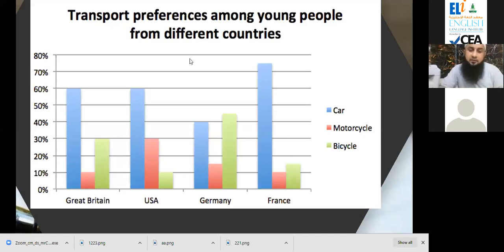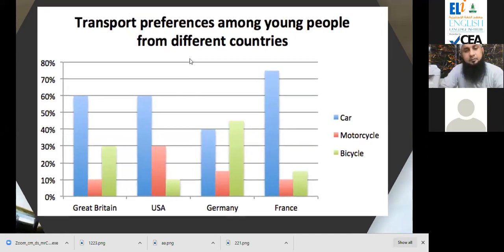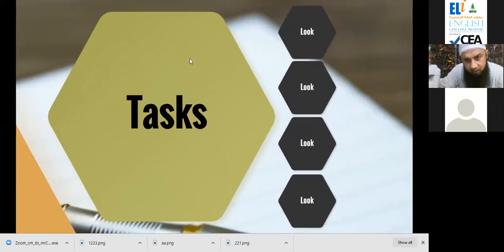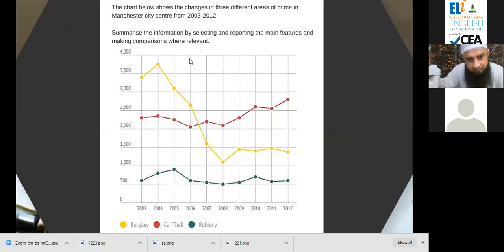So you have to structure this, or you would see this. This is how they'll give you a test. The chart below shows changes in 3 different areas of crime in Manchester City from 2003 to 2012. Now you summarize the information, the main features, and make comparisons where relevant.